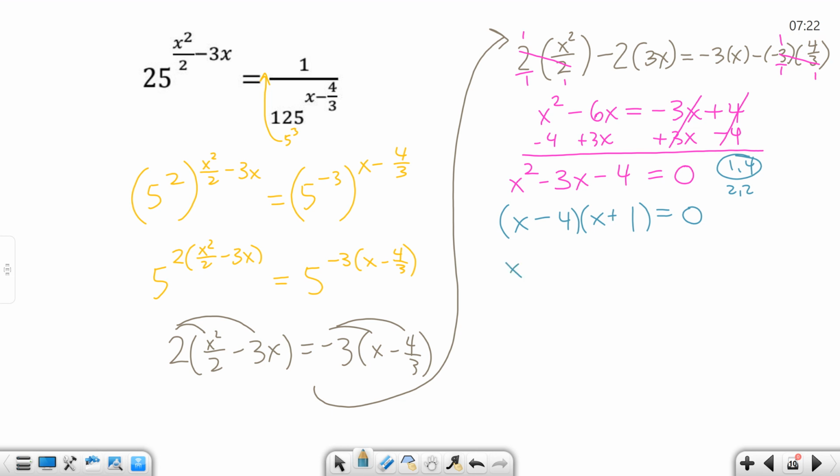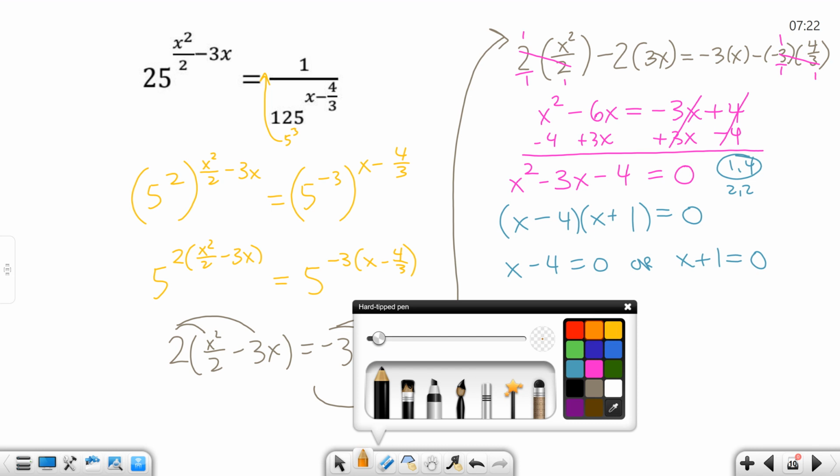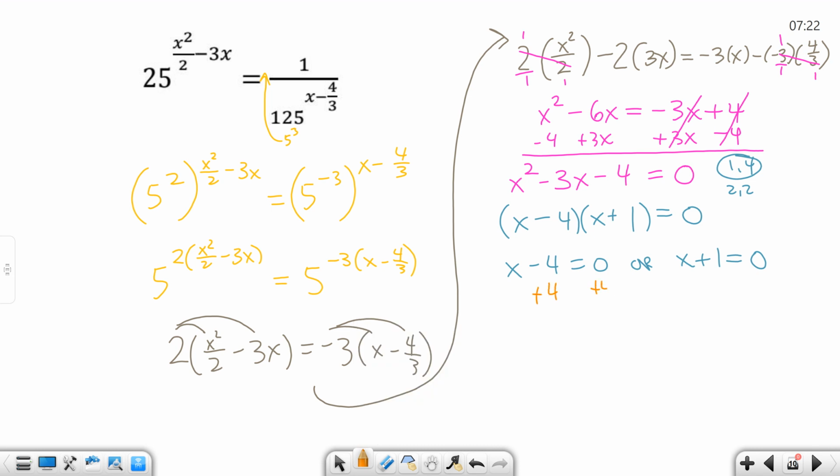Okay? And then what do I do? I set each one of these equal to 0. X equals 4. And then x equals negative 1. So x equals 4 and negative 1 for those where there's 2 answers here. Right? The x squared, 2 answers here. So if you plug 4 in for x, you're going to end up with a true statement. If you plug negative 1 in for x, you're going to get a true statement.